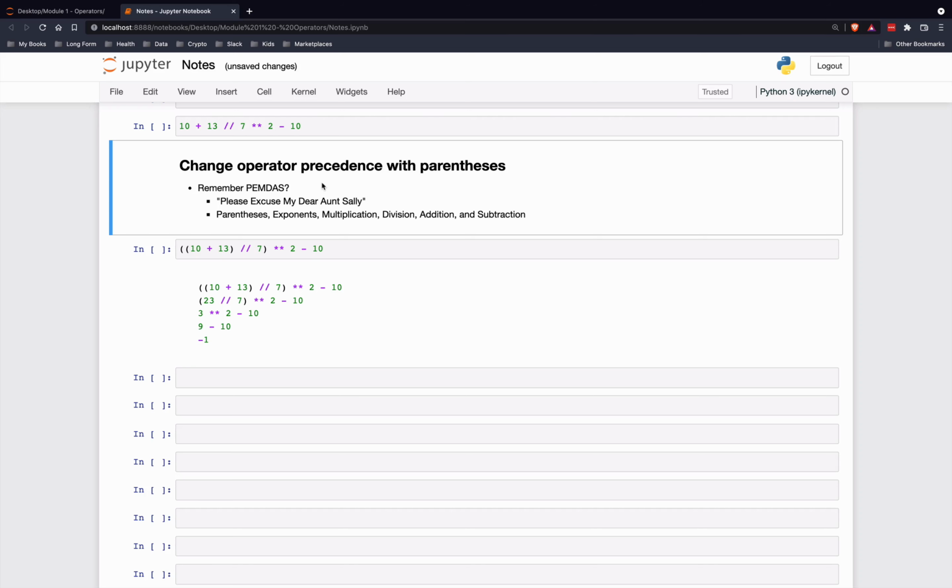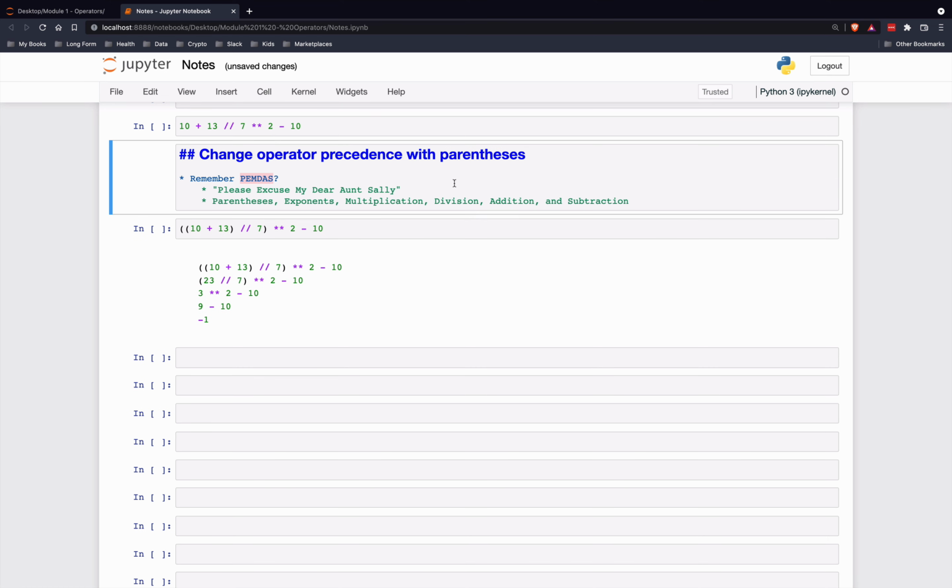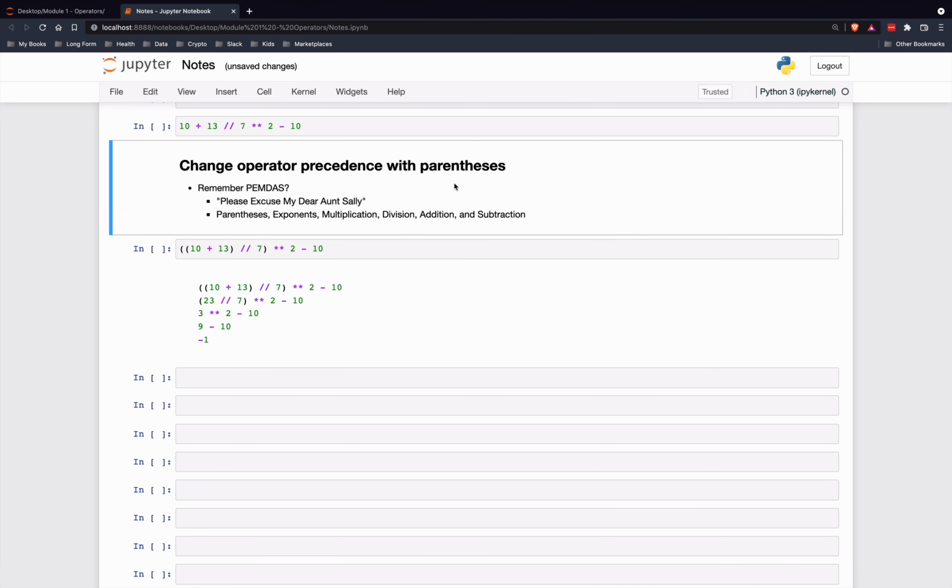In this video, we're going to learn how to change operator precedence with parentheses. So you might remember the mnemonic PEMDAS from grade school, which for me stood for Please Excuse My Dear Aunt Sally. And this was to help remember the order of operations for arithmetic. So the first letters over here stood for parentheses, then exponents, then multiplication and division together, and then addition and subtraction. So just like in normal arithmetic, there is an order of operations.